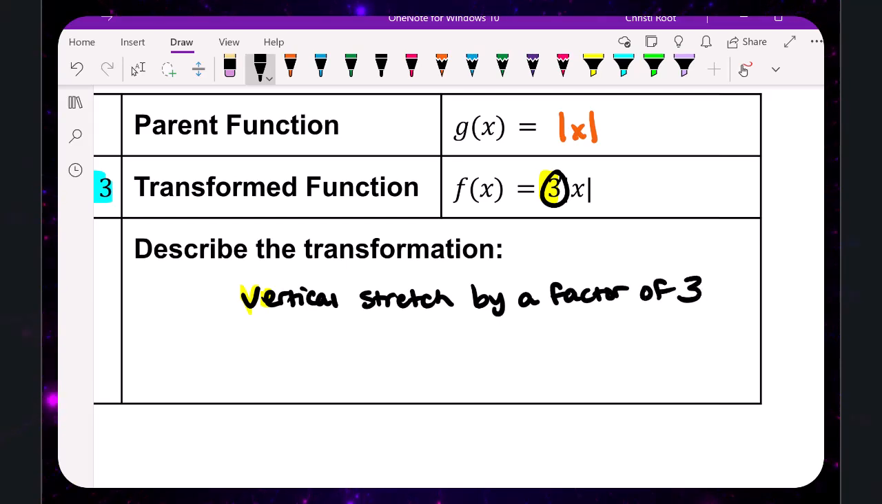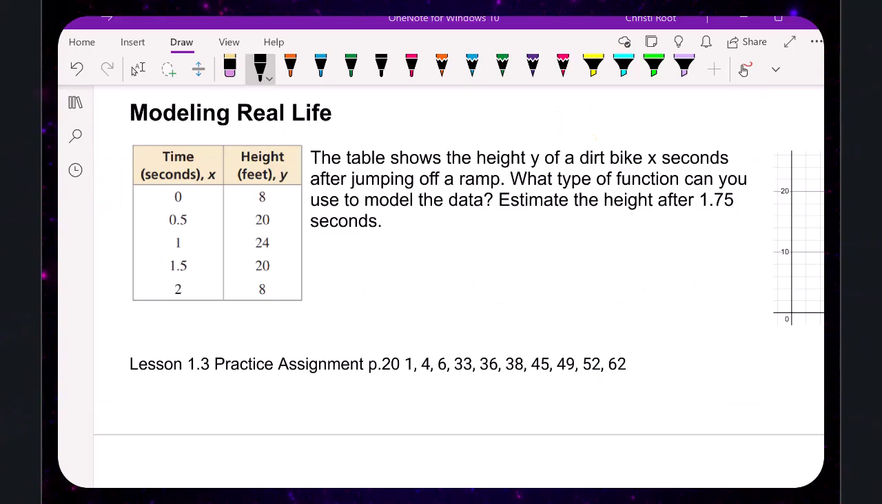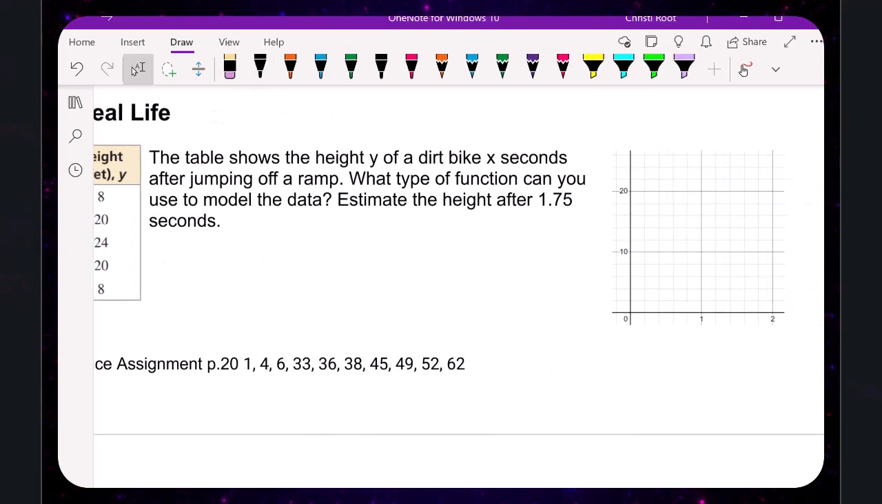This last one's kind of a real world situation where you've got a table of the height of a dirt bike after so many seconds after jumping off a ramp. Now I think you could probably imagine a dirt bike jumping off of a ramp in that kind of pattern or path it's going to follow. But we do have some points that we can graph, and I put a little graph over here for you.